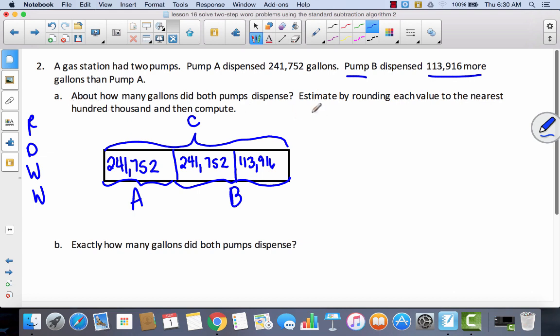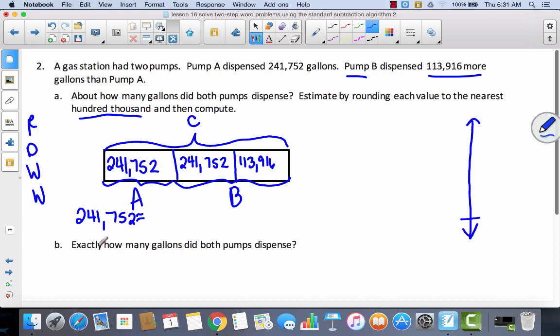So it says estimate by rounding each value to the nearest 100,000. So we're going to round each of these numbers to the nearest 100,000. The great thing is look, I've got the same number twice. So I don't have to estimate this number twice. I can estimate it once and then I'll have it for both times. So because we're rounding to the nearest 100,000, I am going to draw a vertical number line here. You don't have to draw it, but I do want you to look at it with me.